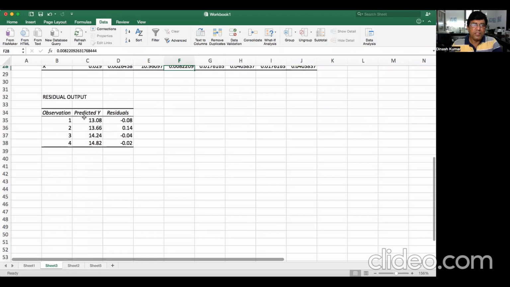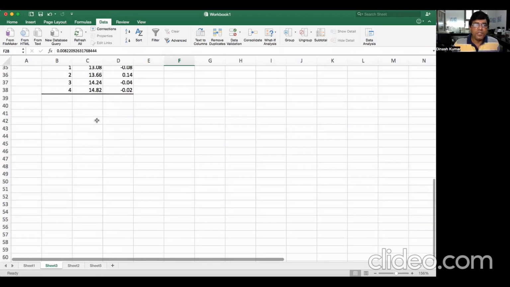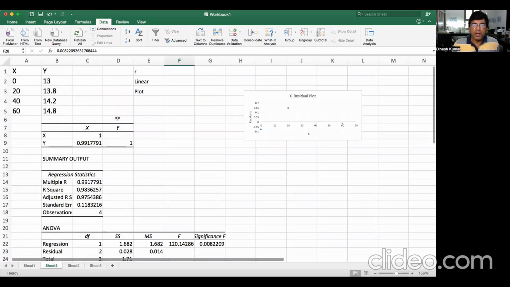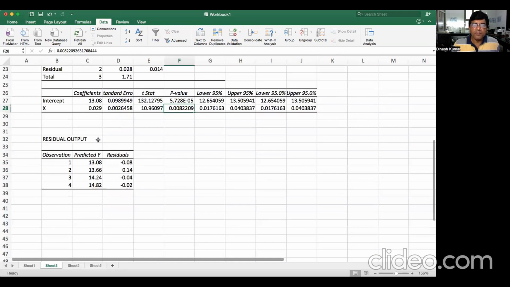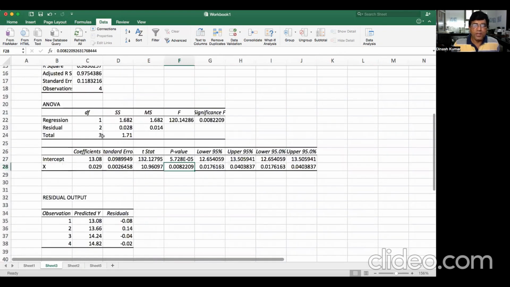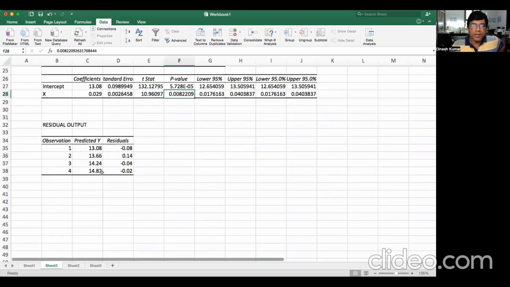Now you see, this is predicted Y. Predicted Y means in place of X, you put 0, 20, 40, 60 one by one, and you will get the predicted value for 0, for 20, 40, and 60. For 60, it is 14.88.